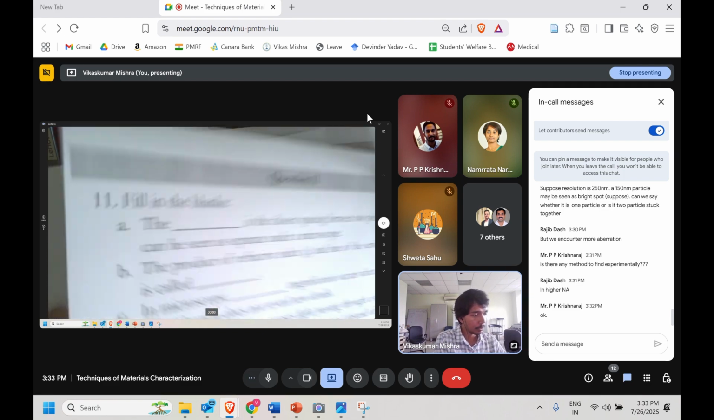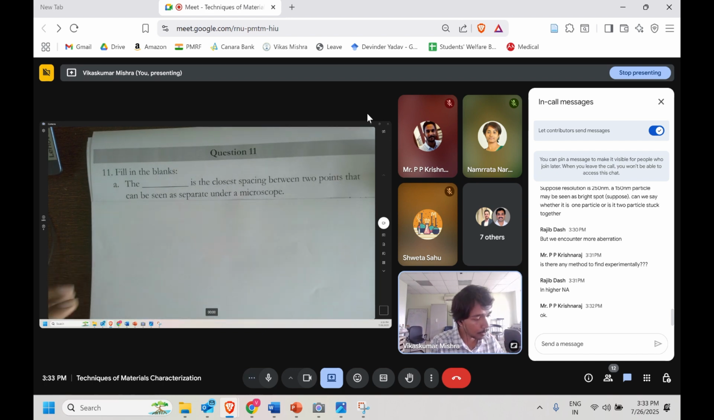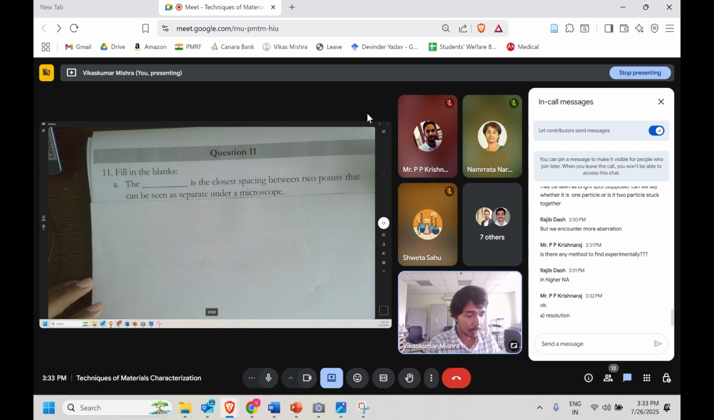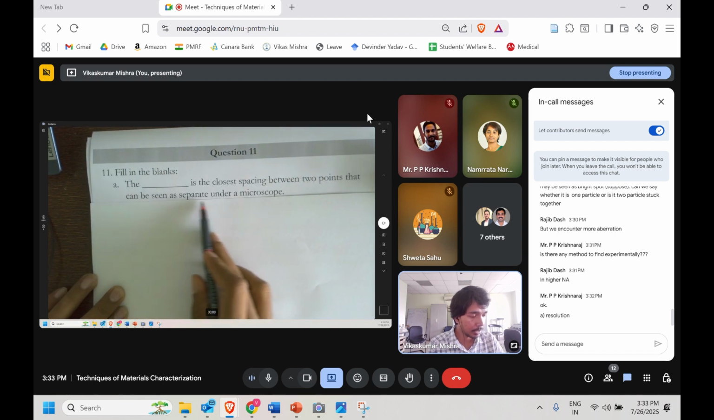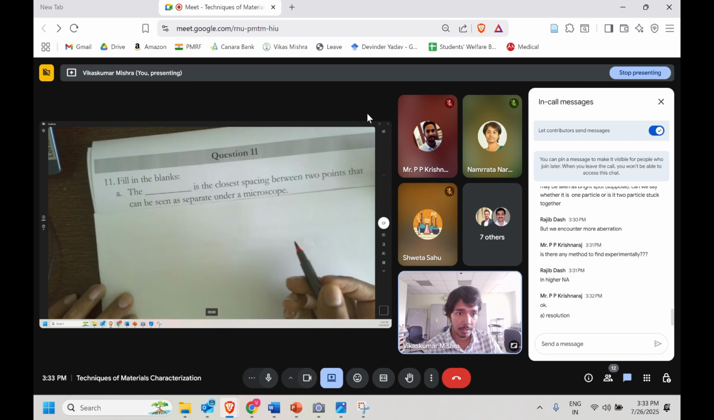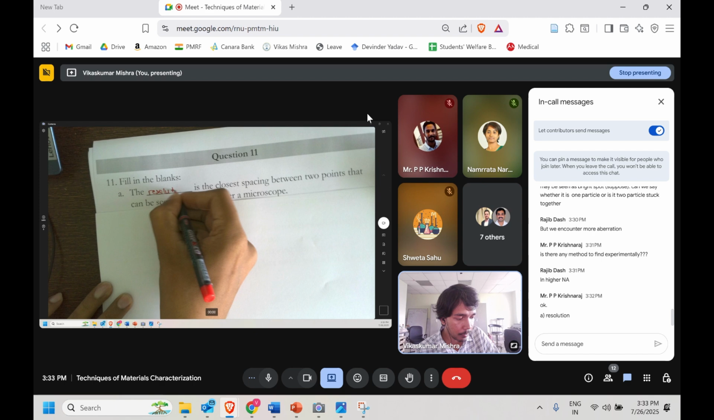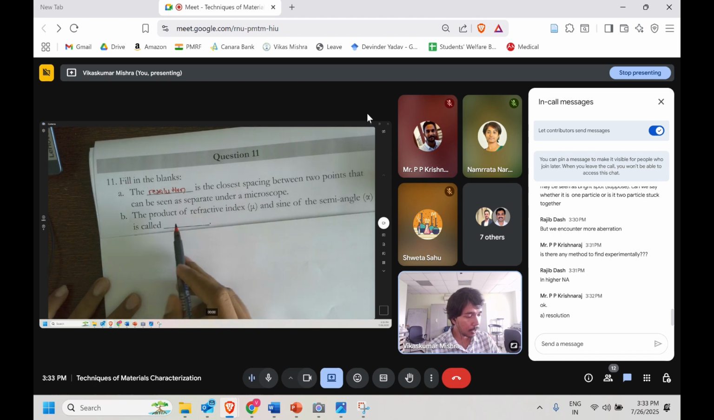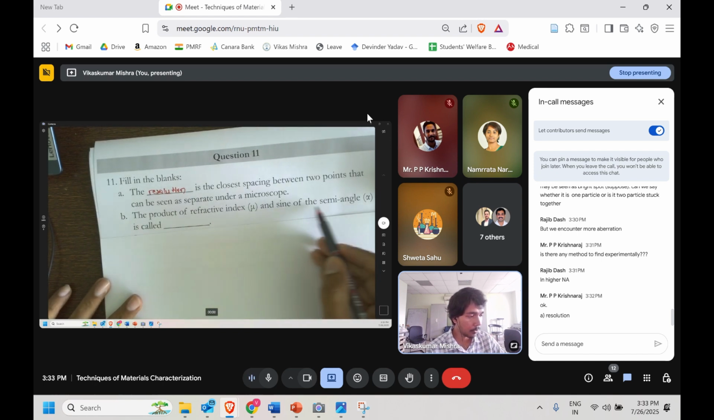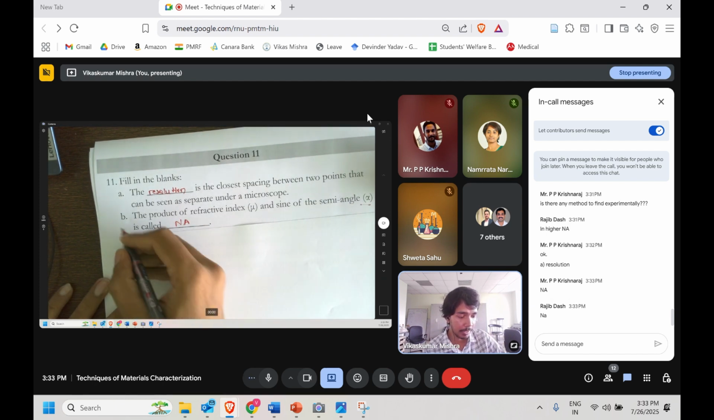Let's go to question number 11. Okay, where is my plan set? Yeah, here it is. So let's go with the first one. The dash is the closest spacing between the points that can be seen as separate under the microscope. Krishna Prakash, Krishna Raj, yeah, that's right. So it's resolution. Okay, let's move ahead. The product of the refractive index mu and sine of semi-angle alpha is called, very good, numerical aperture, NA.